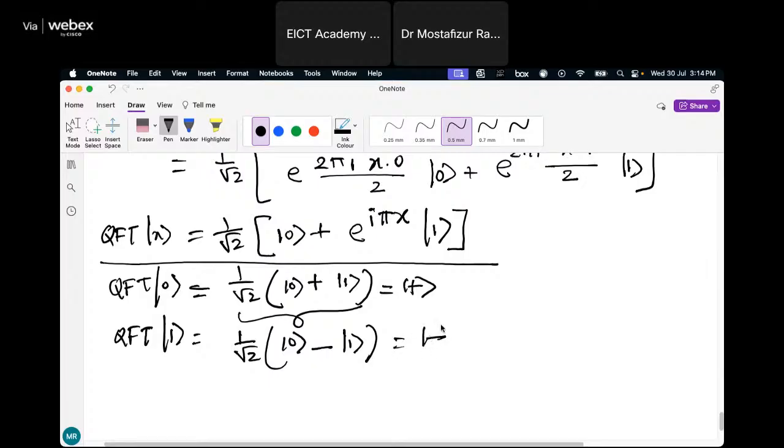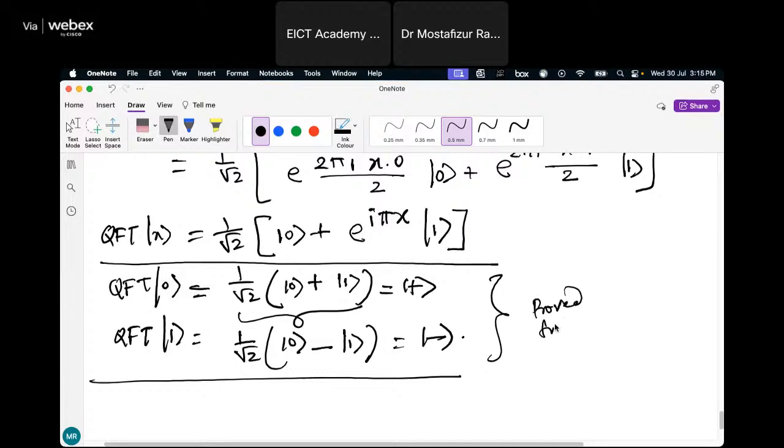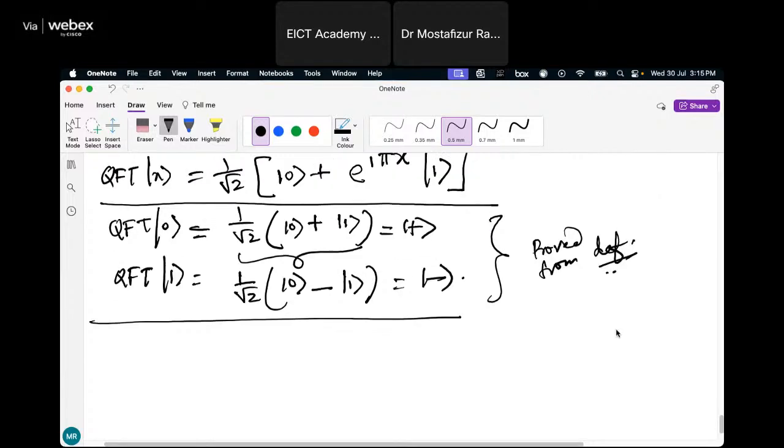So this is the minus ket, right? We can easily verify that the quantum Fourier transform of 0 is basically the plus state, and the quantum Fourier transform of 1 is basically the minus state, from the definition. This is proved from the definition, right?